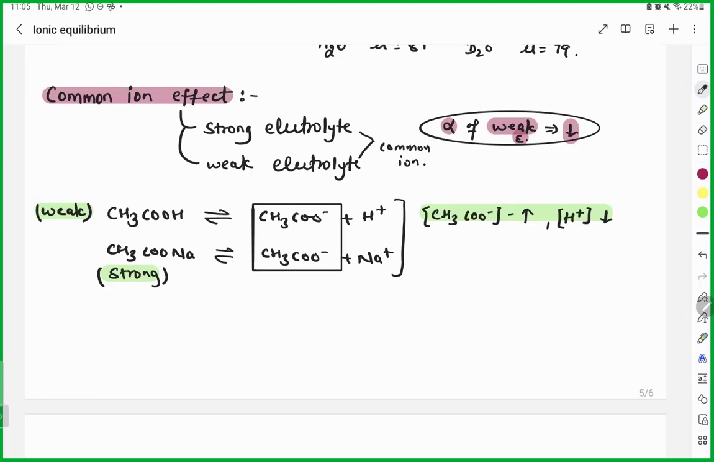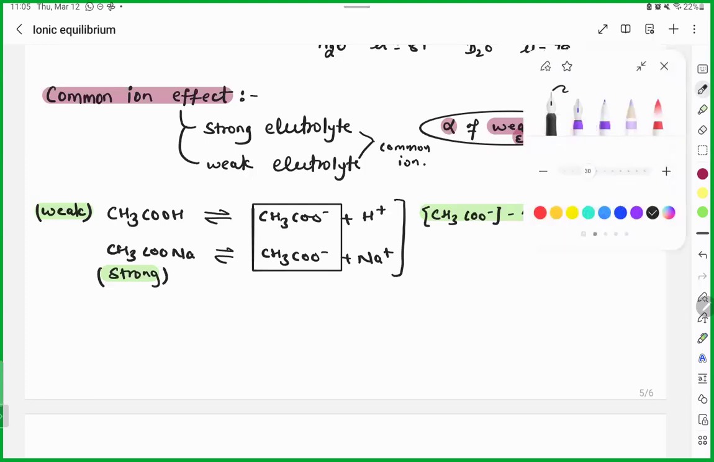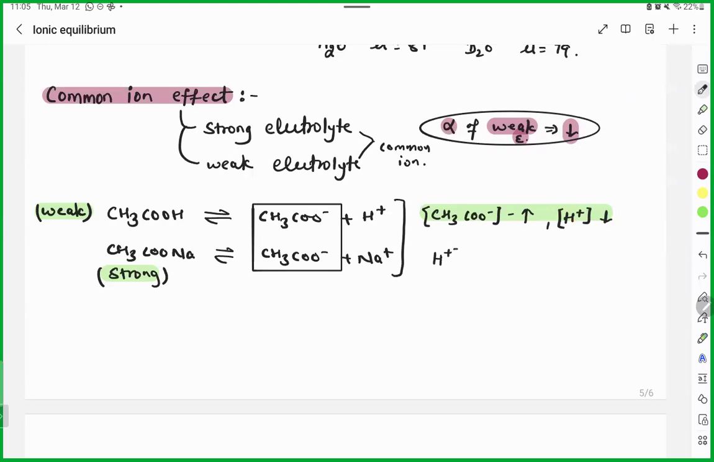If H positive ion concentration decreases, your alpha will decrease. Why? H positive concentration is equal to C alpha, we did this last time. So if H positive decreases, then alpha also decreases. This is the common ion effect. Due to one common ion, the concentration of the common ion will increase and the dissociation of the weak electrolyte will decrease. That's all.